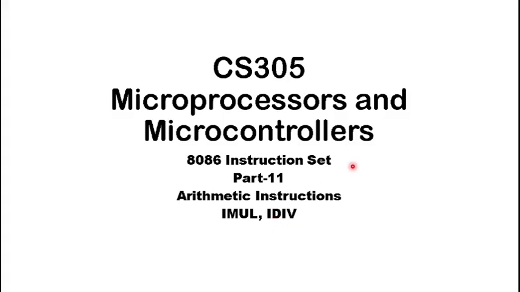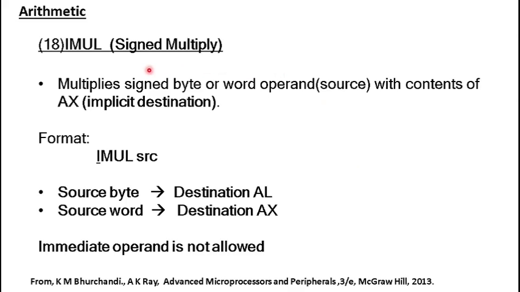We will see part 11 of 8086 instruction set. The first instruction is IMUL, or signed multiply. All the rules are exactly the same as that of unsigned multiplication, except that the operands involved here are signed numbers. IMUL multiplies a signed byte or word operand with the contents of the implicit destination, that is AX.